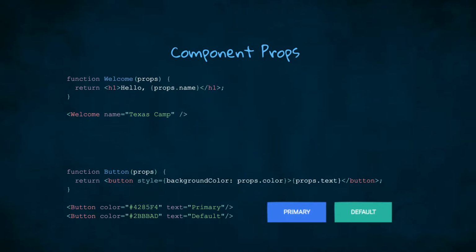So component props, like I said, they're arbitrary inputs you can pass to your components, and you'd pass that like an HTML attribute.